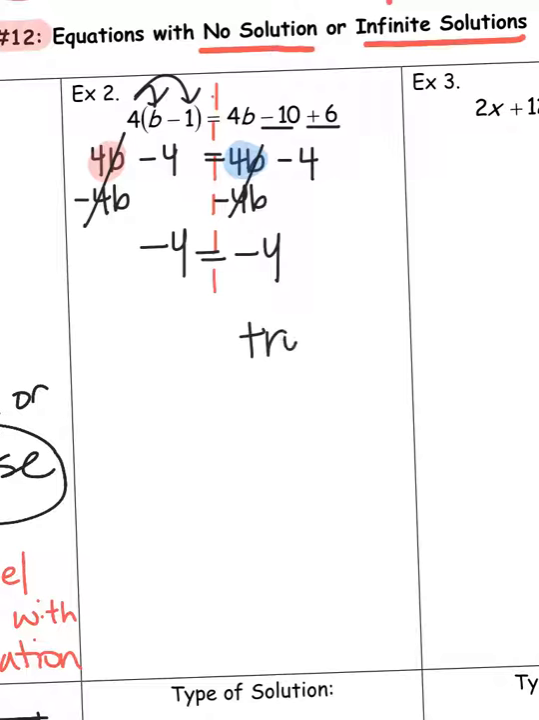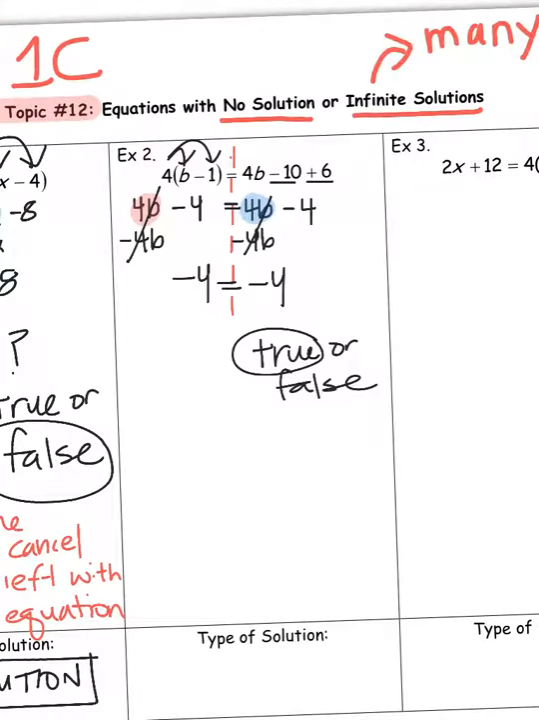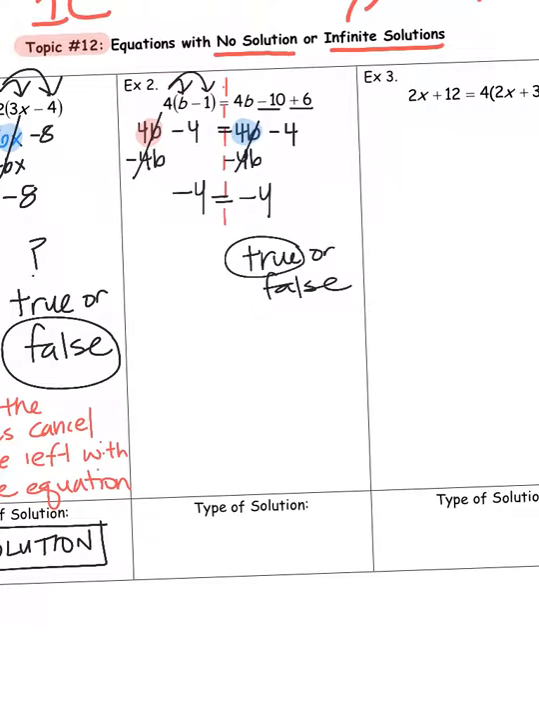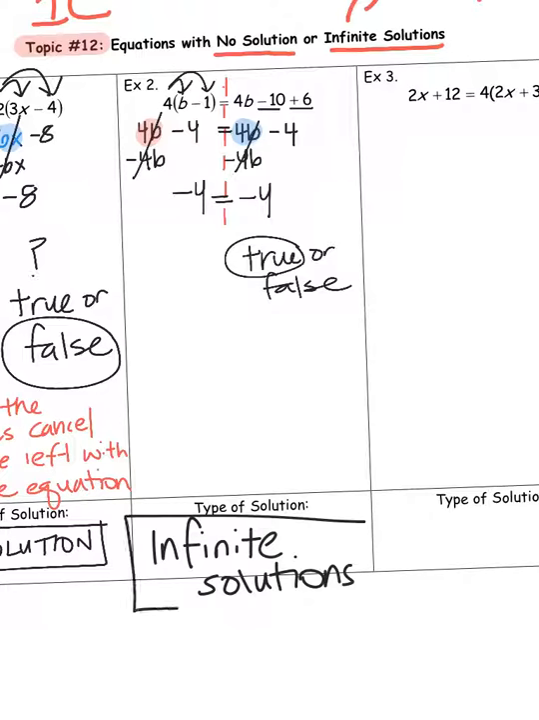I'm going to write here true or false. What do you guys think? Is negative 4 equal to negative 4? And the answer is obviously yes, it's true. What that means is, instead of no solution, see how this is different than the last one we did? This means that there are infinite solutions. It means that you can plug in any number that you want in the whole world.